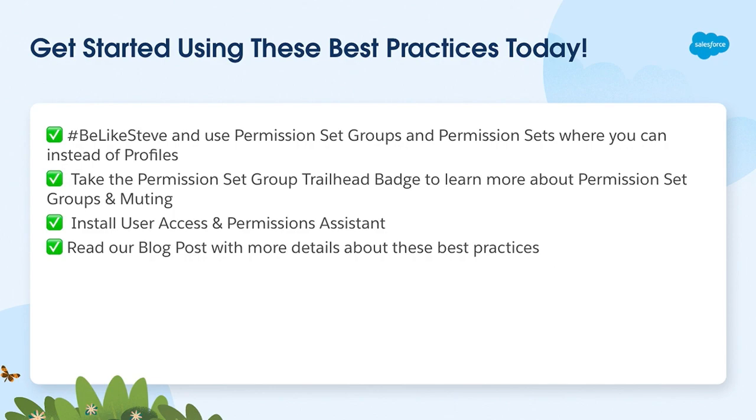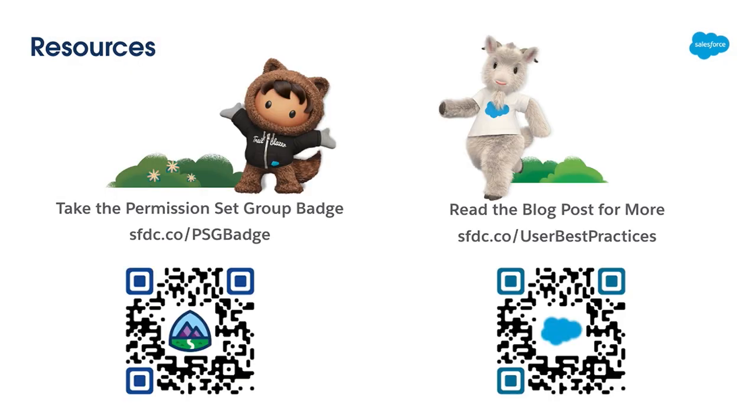Also, you can install User Access and Permissions Assistant to help with the analyzing, and you can also read our blog post. Here are some QR codes as well as short links for some resources. This is our permission set groups badge, as well as our best practices blog post. I'll leave those up for a little bit.